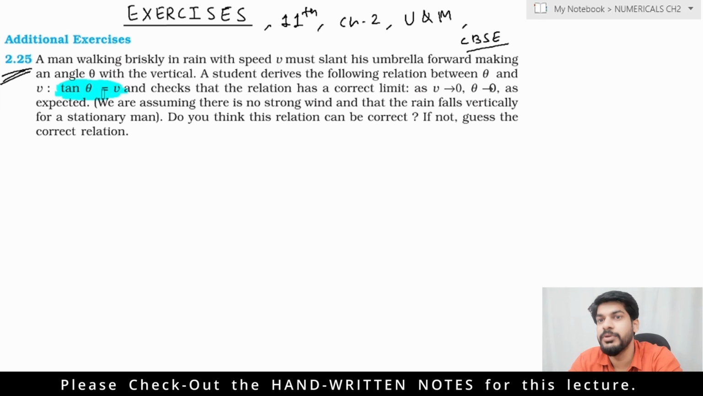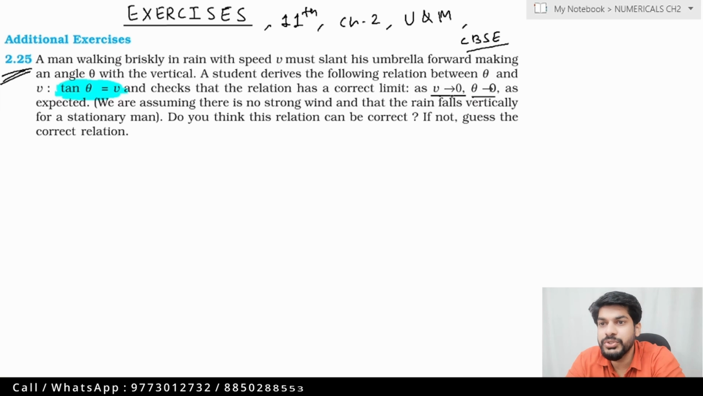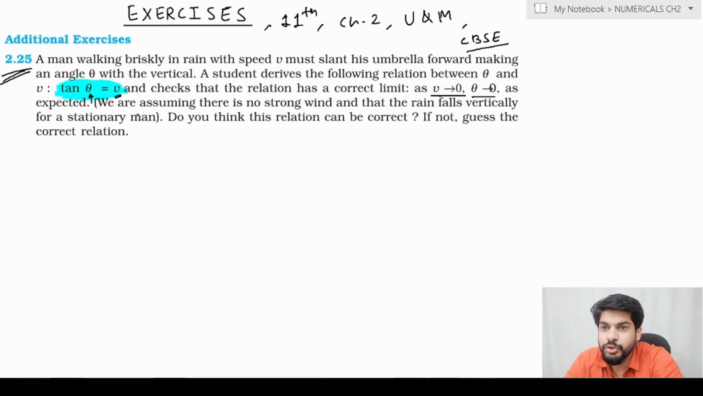The student says tan theta is equal to v, and checks that the relation has a correct limit. That means as v tends to 0, theta also tends to 0, because in this equation, as theta becomes 0, v also becomes 0. So this equation is correct from the limits point of view, as expected. We are assuming there is no strong wind and the rain falls vertically for a stationary man.